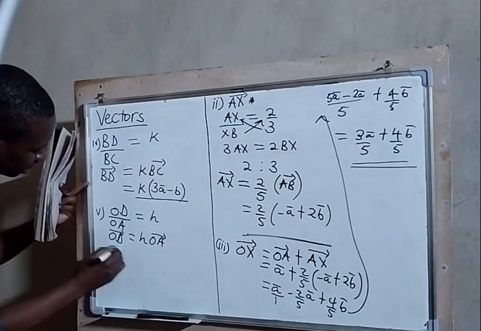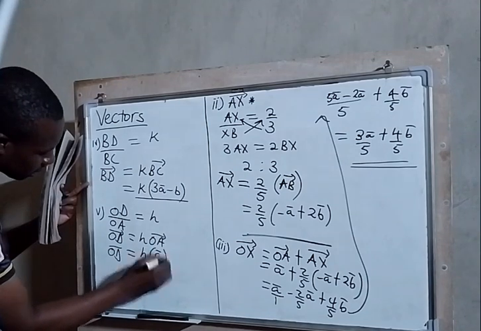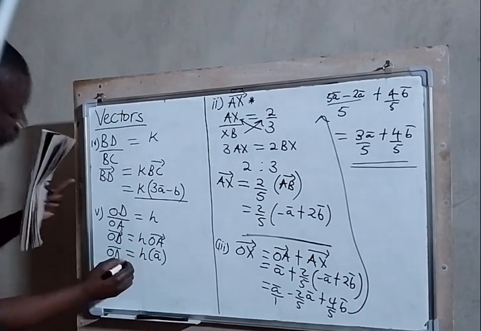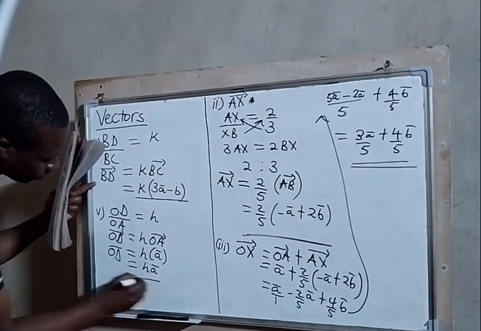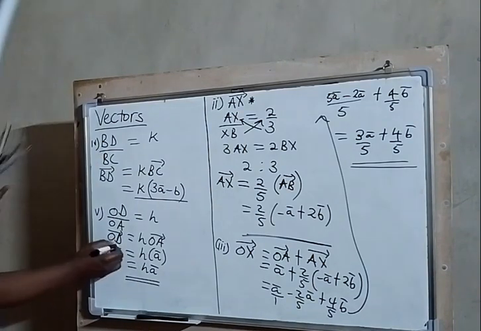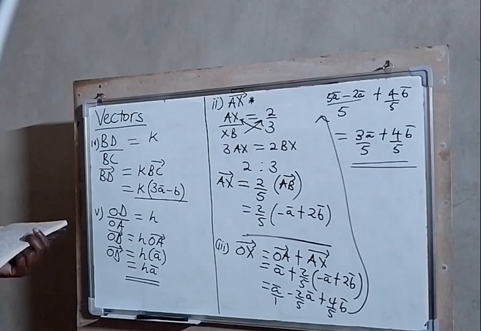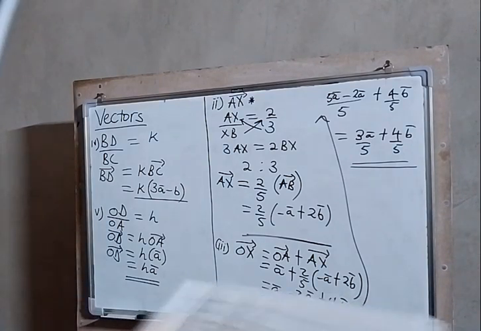Therefore our OD is equal to H times A. On the diagram, OA is small letter a. So multiplying the two, we have H vector A. So vector OD is equal to H vector A. We are done there.